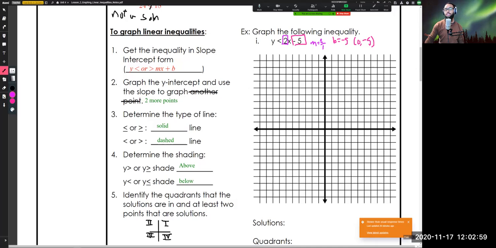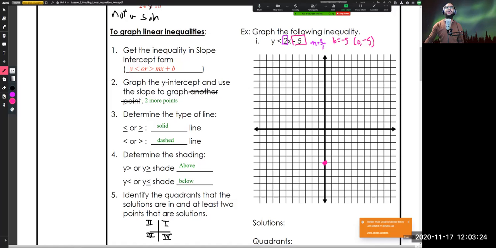So now that we have our slope and our y-intercept identified, we're going to plot our y-intercept, which is going to be at (0, -5). (0, -5) is going to be going down on the y-axis. So we're going to start at 0 and count down 5. 1, 2, 3, 4, 5. Put a point there.